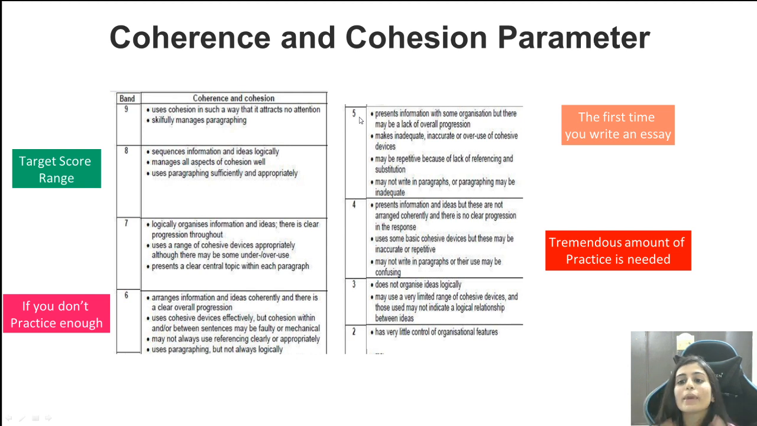So you have to make sure that you do not use the words inappropriately or where it's not required. Okay, may not write in paragraphs or their use may be confusing. So if you write the entire essay in just one paragraph, and if you don't form an introduction, two body paragraphs and one conclusion, then it would be very confusing. So you might end up confusing the reader by not using paragraphs properly.